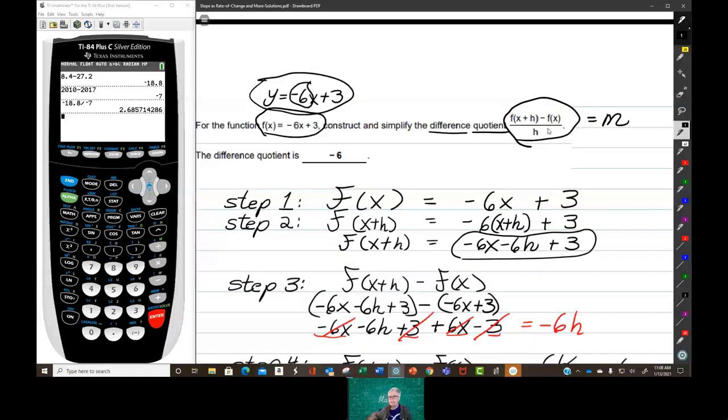One of the many things in this class, I was going to say that you have to memorize, but actually you don't have to memorize it exactly because it'll always be given to you, but you need to know what to do with it.